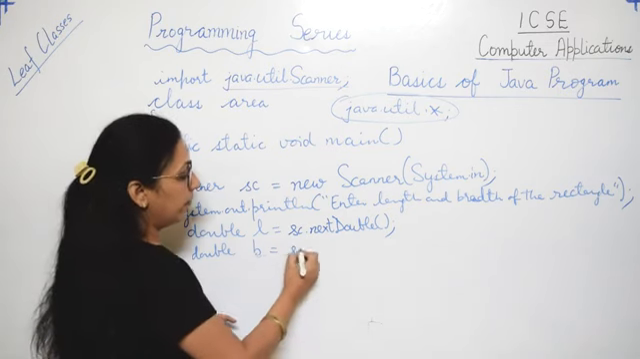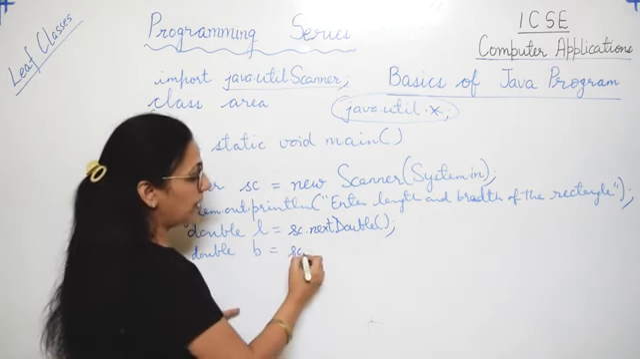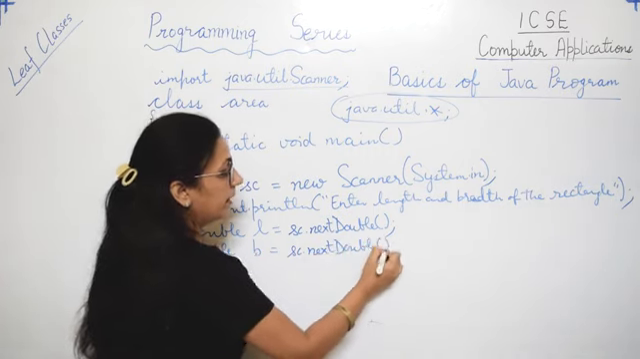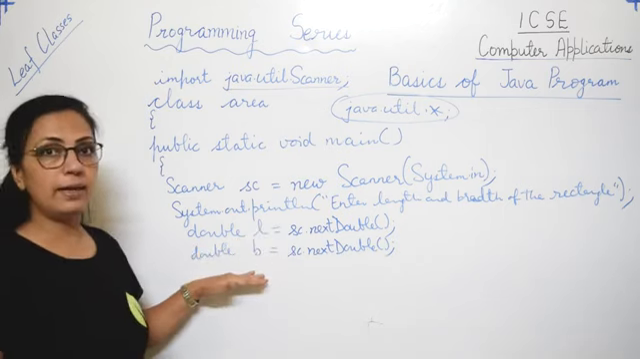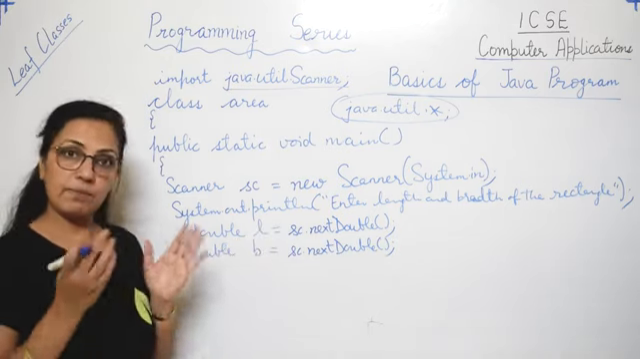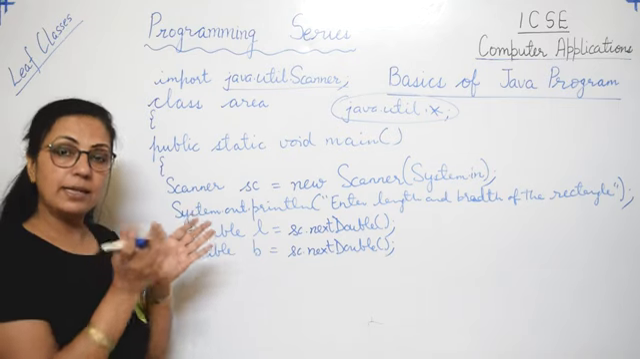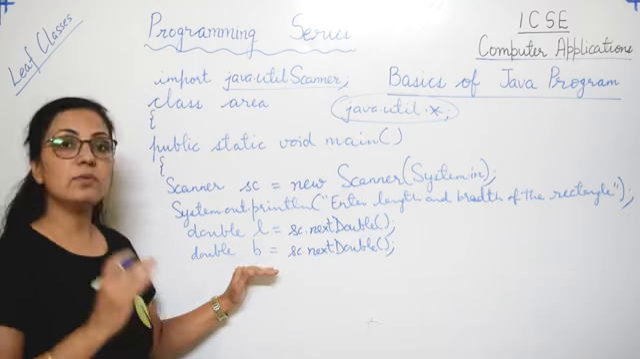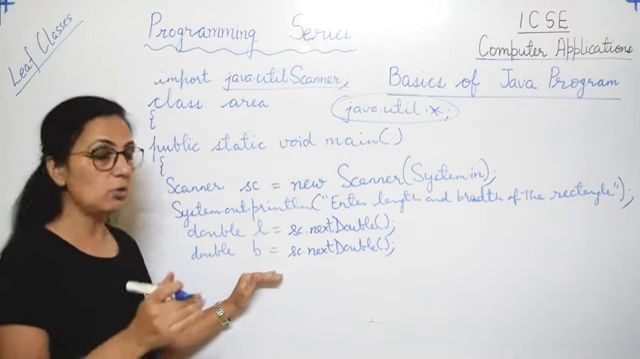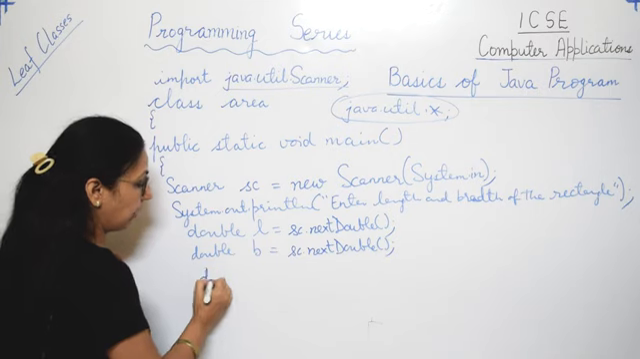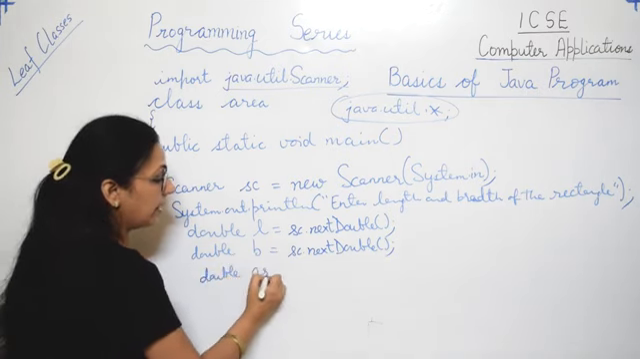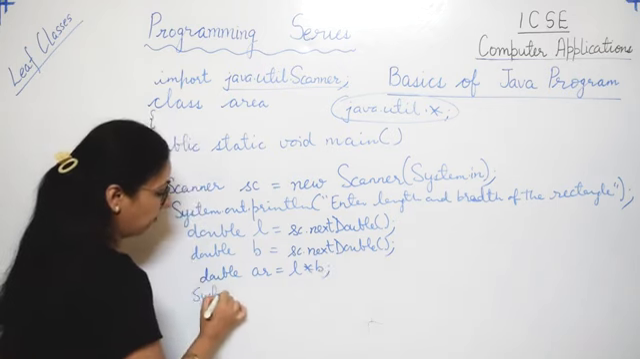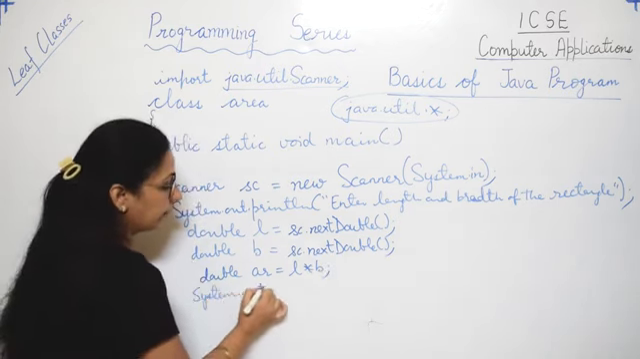Okay. Similarly for breadth also we have used B variable dot next double, right? So this is how we will input, and then the same process will be there. We have entered the value. Instead of assignment, we have entered the values, and these values will be entered when you will execute the program. And now you can calculate the area in AR variable, length into breadth, and then you have to display the output.